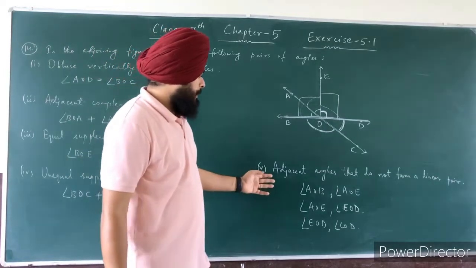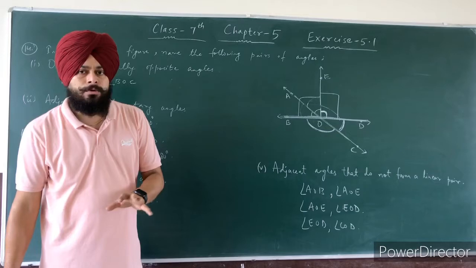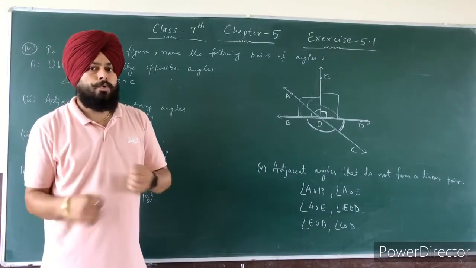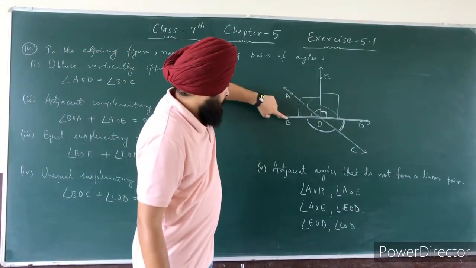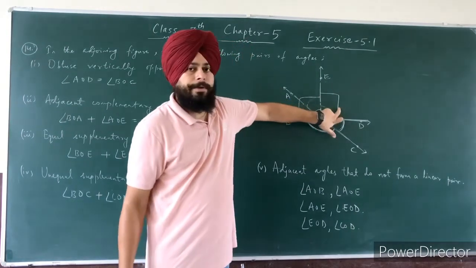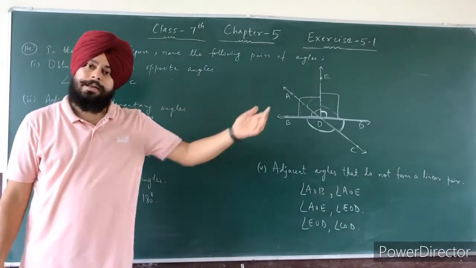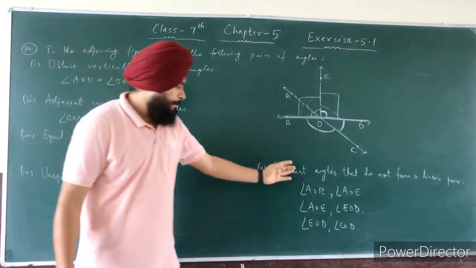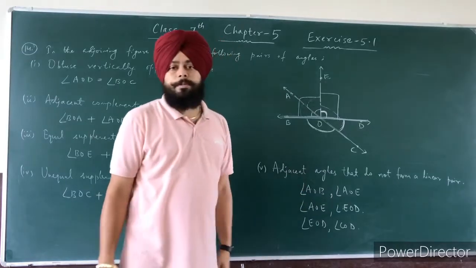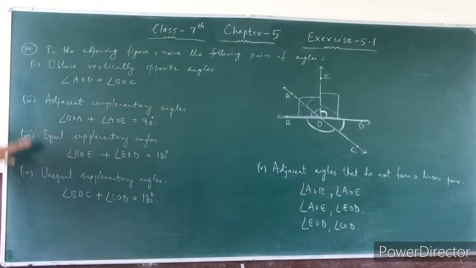The last part is adjacent angles that do not form a linear pair. कोई भी adjacent angles लिख लो, but वो linear pair नहीं होने चाहिए, तो कोई भी लिख सकते हो. Angle AOE plus angle EOD, these two angles do not form a linear pair. Linear pair क्यों देते हैं? जिनका sum 180 degree होगा. So we can make so many possible pairs. कोई भी pairs बना सकते हैं. ठीक है? So this is your question number 14.